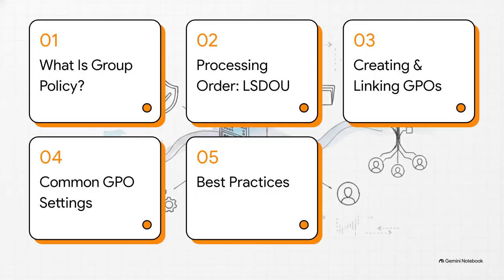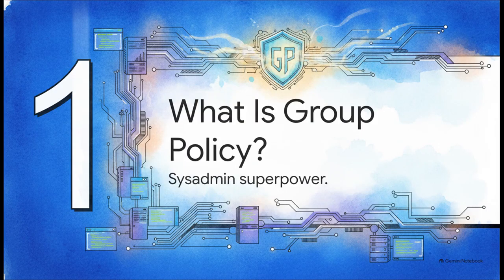Here's our roadmap for today. We're going to cover 1. What group policy actually is. 2. The GPO processing order, known as LSDOU. 3. Creating and linking GPOs. 4. Common settings you'll use. And 5. Best practices and troubleshooting. All right, let's jump right into Section 1, what is group policy?